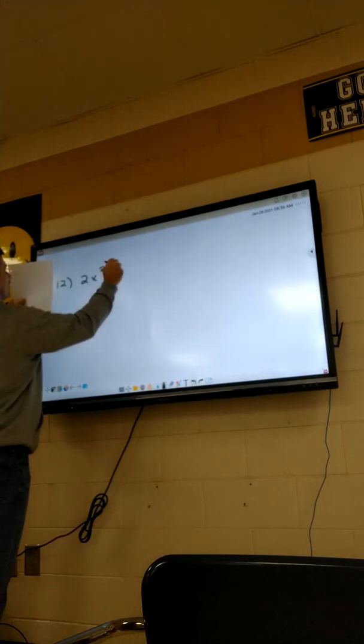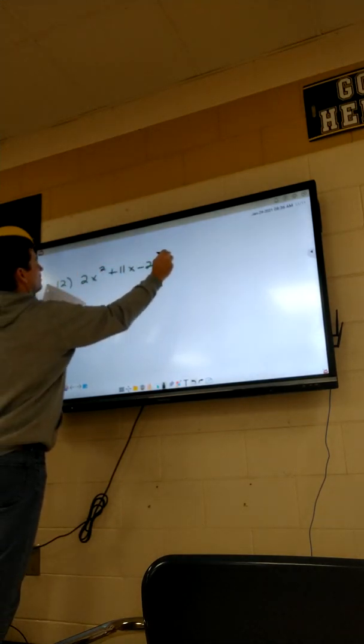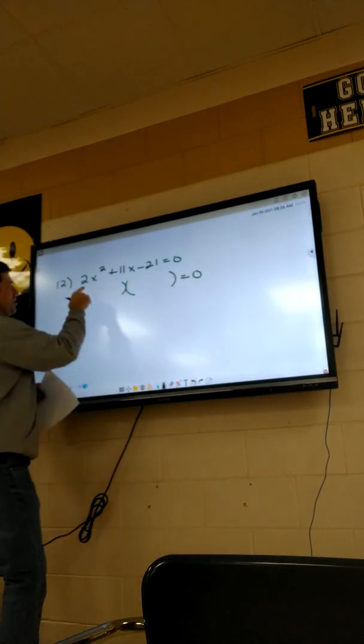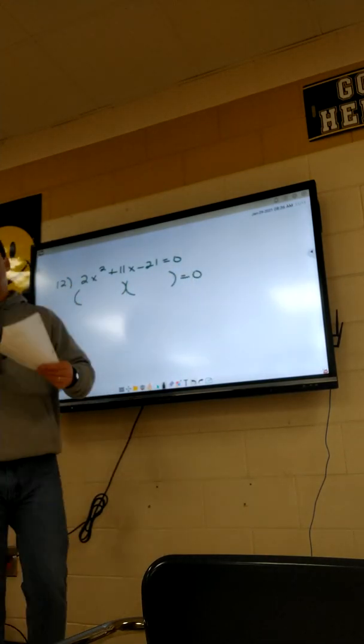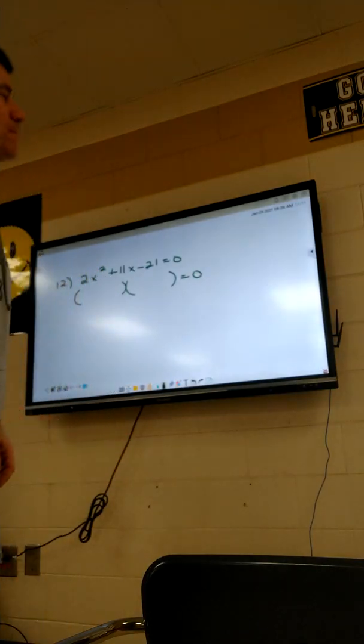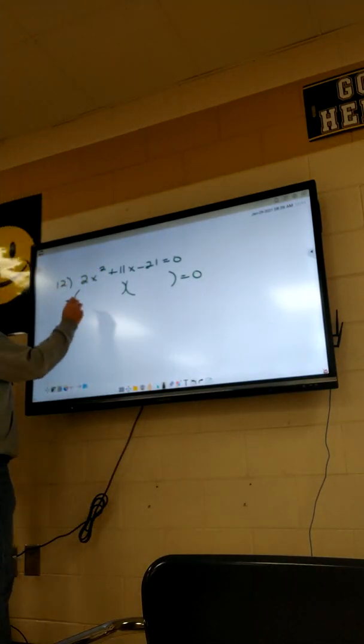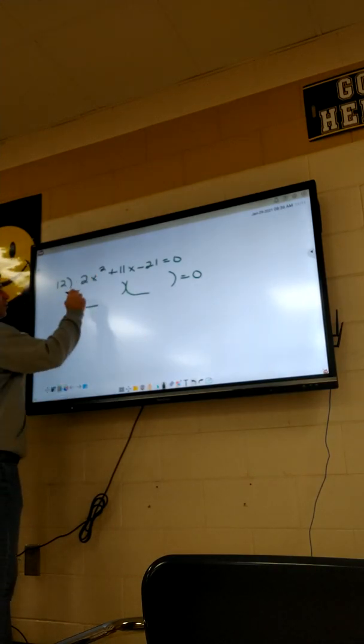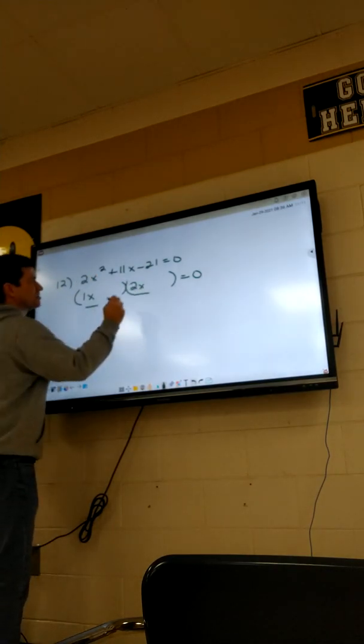2x squared plus 11x minus 21. All right, Elijah, you notice we got a number in the front again, so we got to do it the same way we did the last one. All right, so y'all help me. What numbers can I times here and here if they got to equal the first number? Yeah, 1 and 2. 1x, 2x.